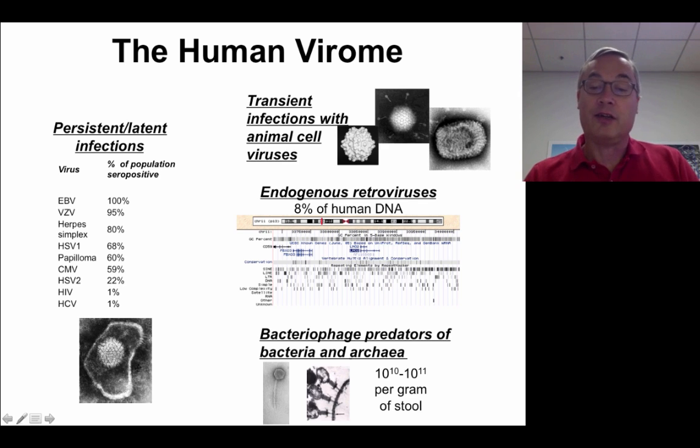And then another giant community of viruses associated with humans are the bacteriophages, the viruses that prey on bacteria and archaea, on the very dense communities that live in our guts. Our guts have something like 10 to the 11th bacteria per gram, and there are even more bacteriophages, we think, in the human gut.